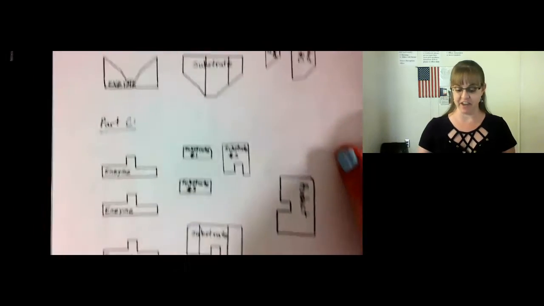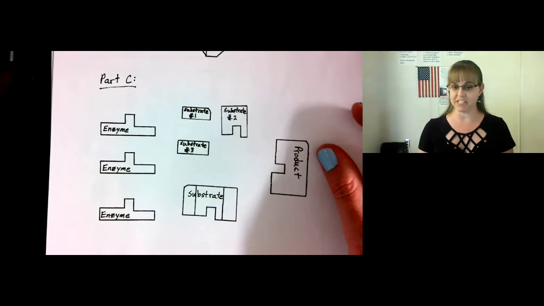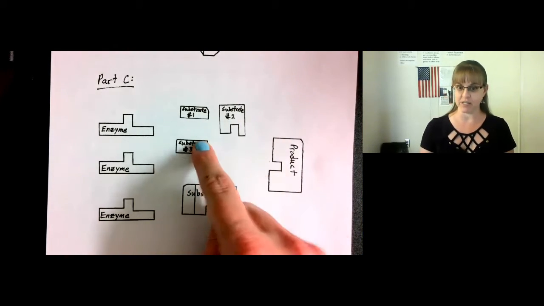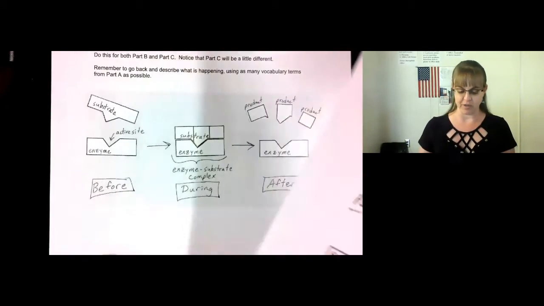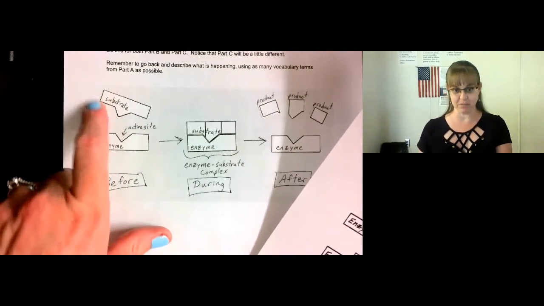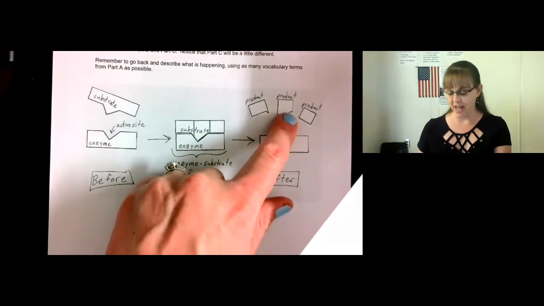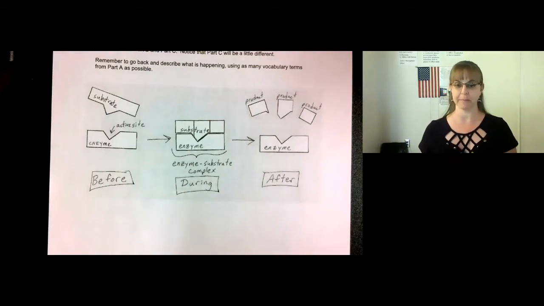Part C is very similar to Part B, except this time the enzyme will put together the substrate into a single product. So we have the enzyme, we have 3 substrates, we have the substrates coming together to form a single product. So this time you'll put your enzyme here, you'll put your 3 substrates here, still have your enzyme substrate complex, and then you'll have a single product here. Do all the labeling just like Part B.